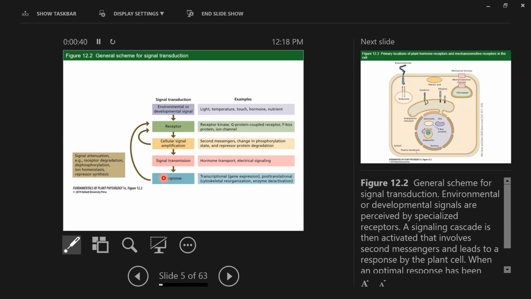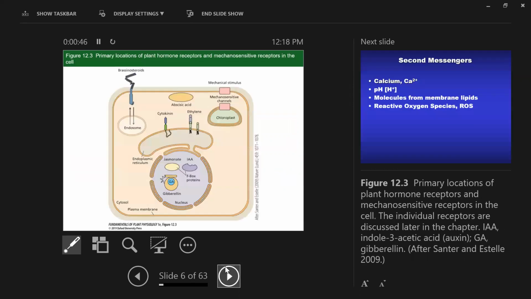12.3 is the next figure. This is getting across the idea that there are dedicated receptors for different hormones in this case, and they're found throughout the cell. They're not all embedded in the cell membrane. You can find them in different membranes inside as well. But certainly each one has its own dedicated receptors throughout the cell.